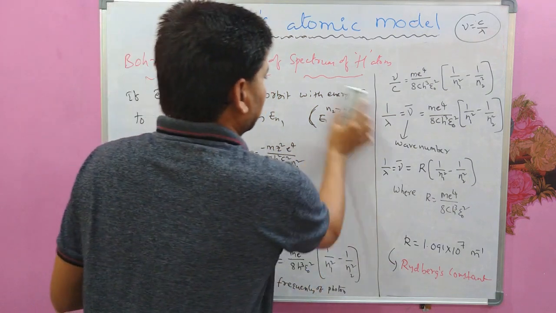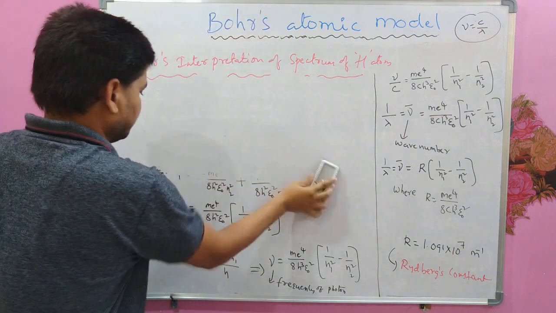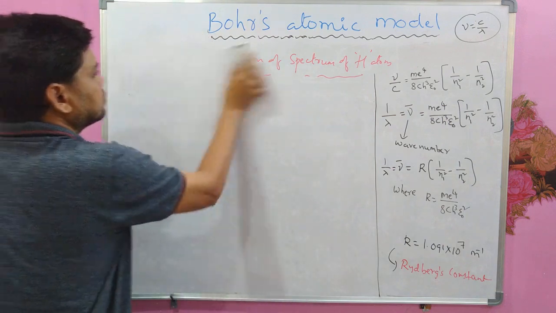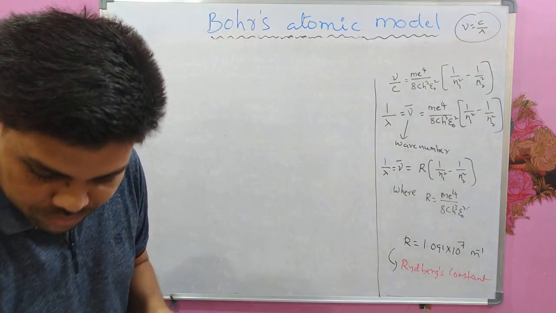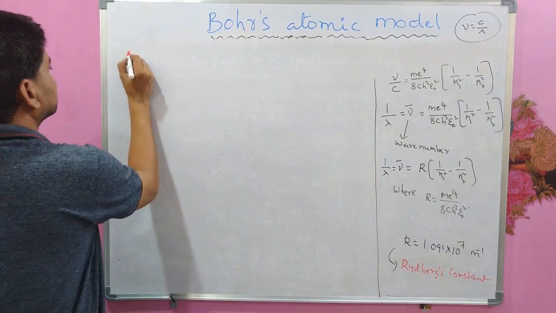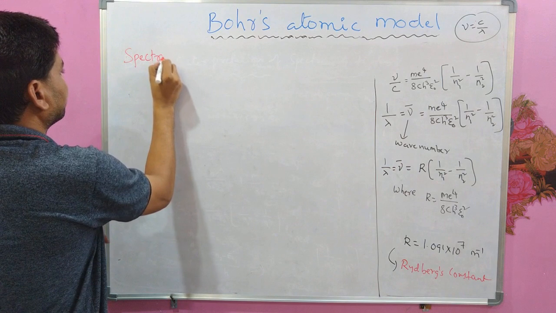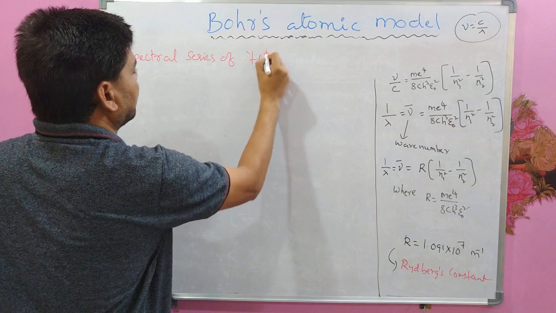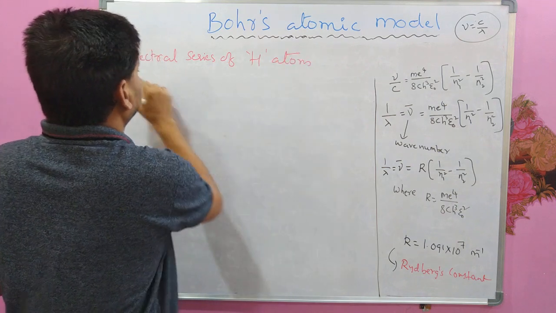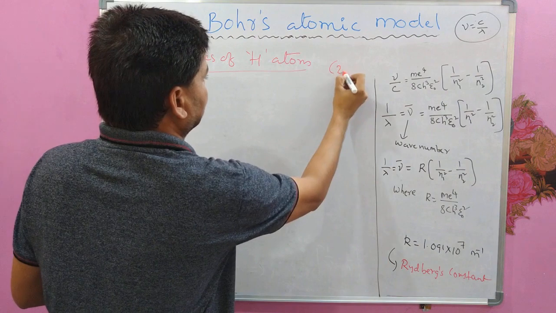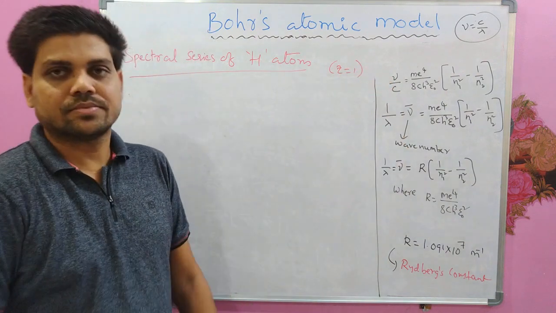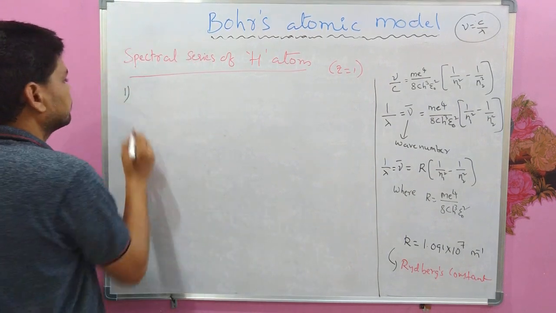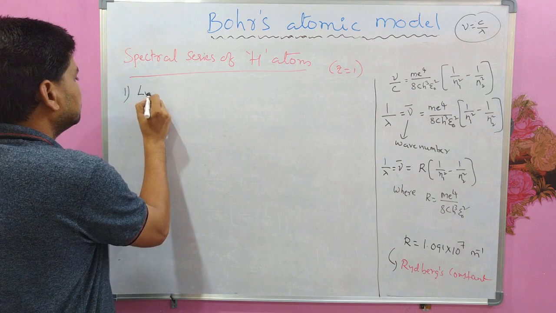Possible spectral series of hydrogen atom, Z equal to 1. Okay, so the first spectral series is Lyman series.